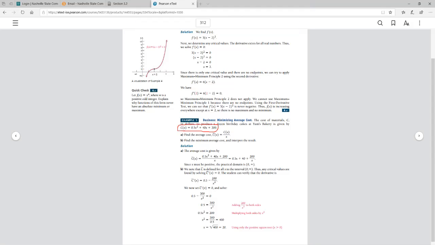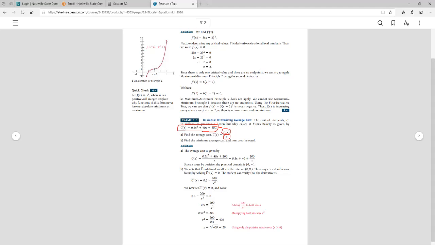So you tell me how many dozen birthday cakes you want. If you want 2 dozen, I'll plug 2 into the cost function, and I will tell you how much it costs to make 2 dozen cakes, or 24 cakes, right? So keep in mind, this is x dozen. To figure out the average cost, you take the overall cost and divide by x, where x is the number of dozen.